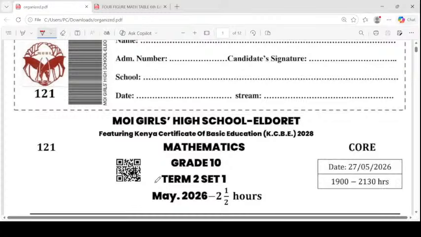Now, we are going to discuss this paper in detail and fully. So, it is my hope that at the end of this discussion, you would have gained something important.